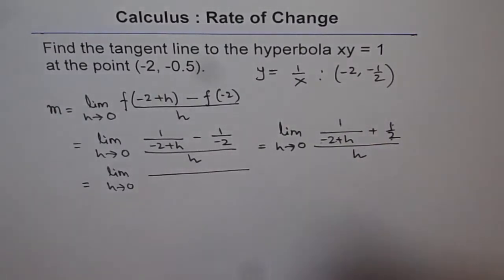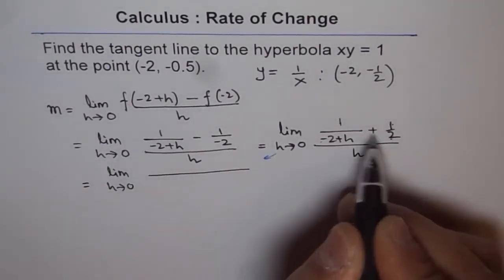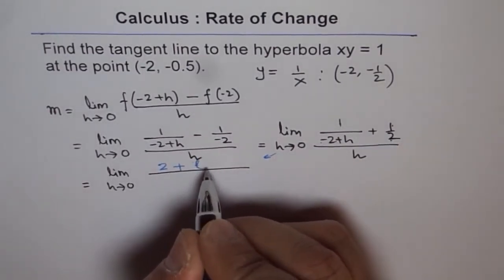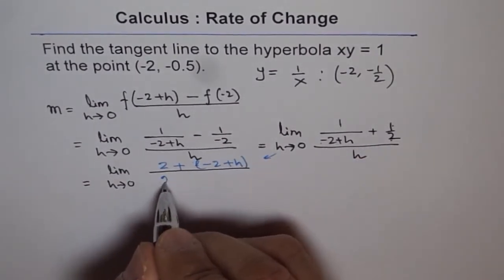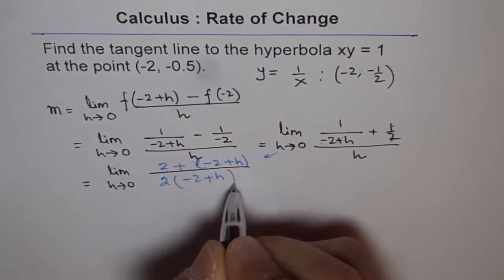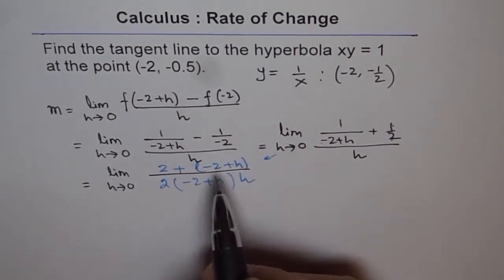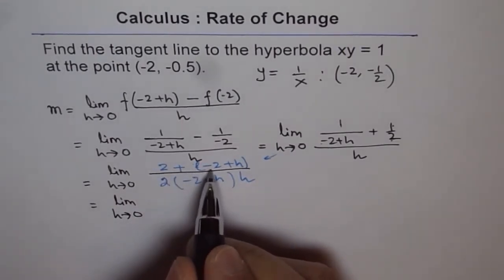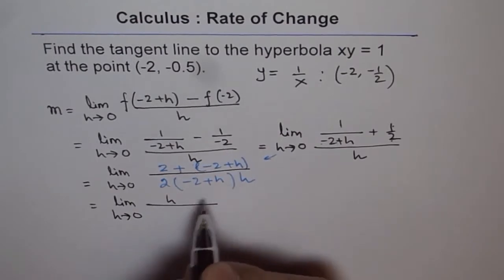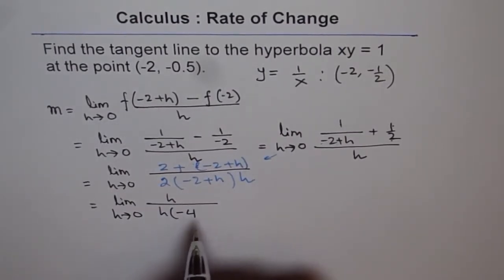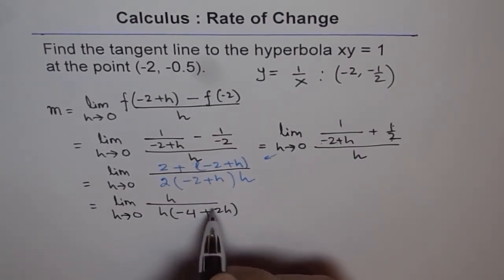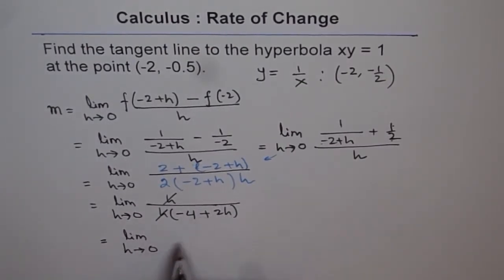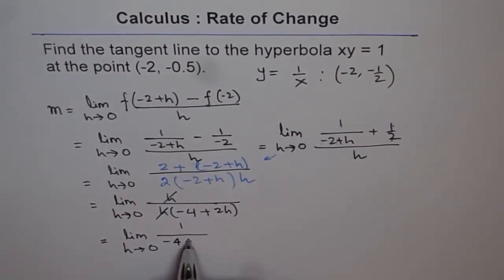So from here we come to this place. We get 2 plus -2 plus h, and in the denominator we get 2 times -2 plus h, times h, which we already have here, correct? Now let's continue. We can simplify further and say limit as h approaches 0. 2 minus 2 is 0, so we're left with h on the top. And here we have h times, within brackets, -4 plus 2h. Now h and h cancel out. So we are left with the limit as h approaches 0 of 1 over -4 plus 2h.